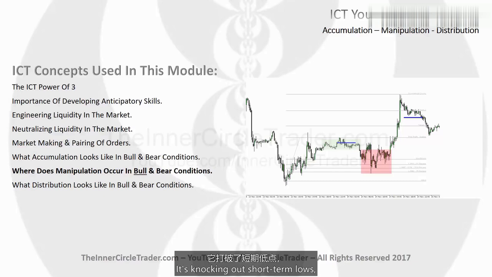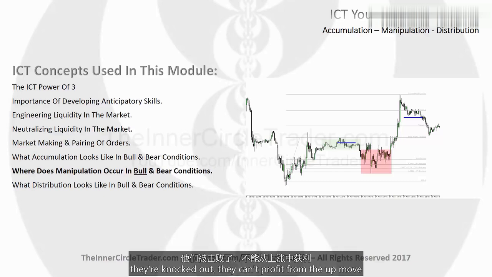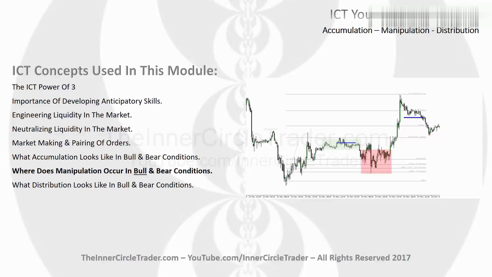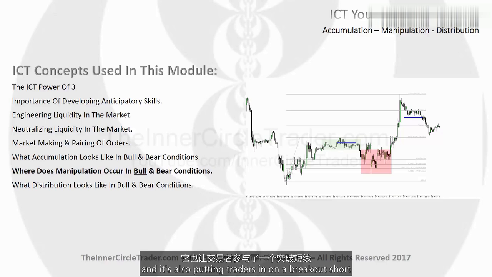It's knocking out short-term lows. So anyone that's long, they're knocked out. They can't profit from the up move. And it's also putting traders in on a breakout short, and they're going to be on the wrong side of the marketplace.